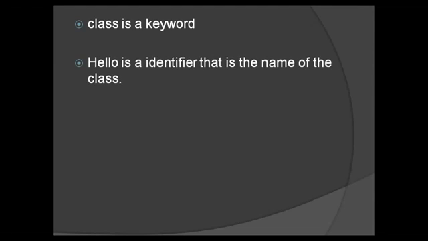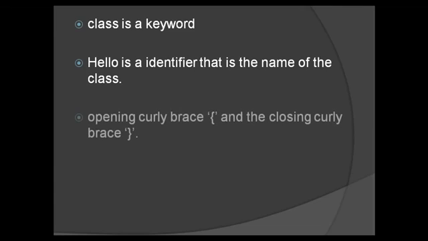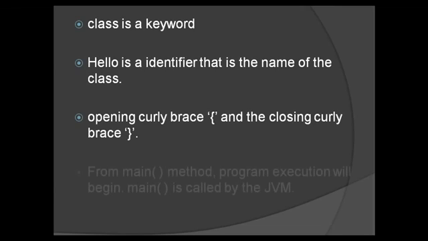Now in detail we will learn what the parts of this program are. Class is a keyword. This is used to explain that we are creating a class. After that we write hello, which is an identifier, that is the name of the class. Then we open and close the curly braces to define the body of the class.